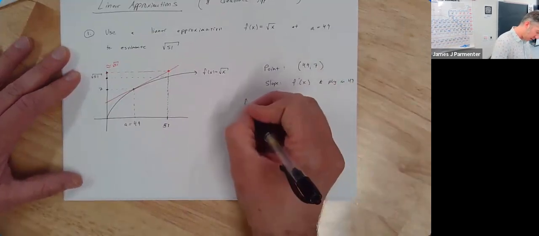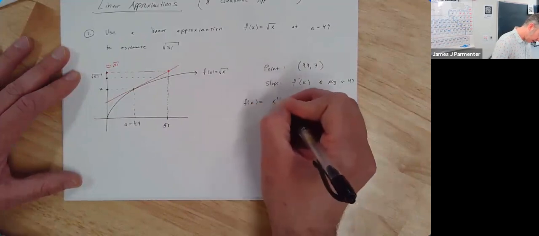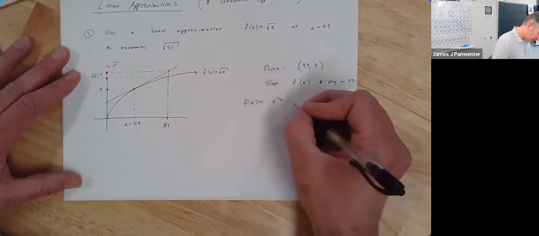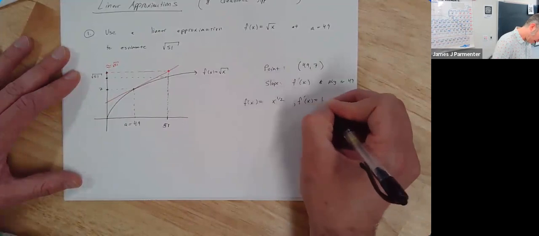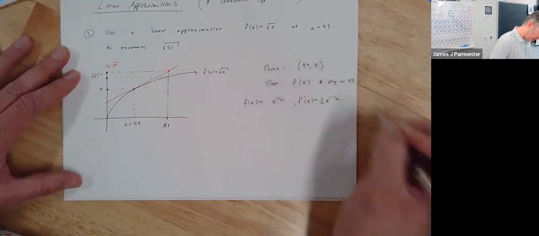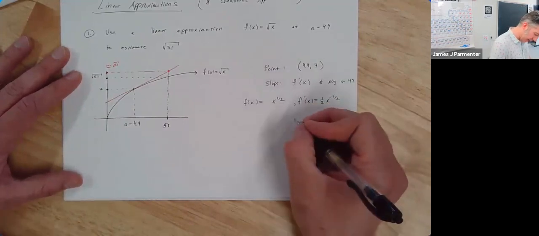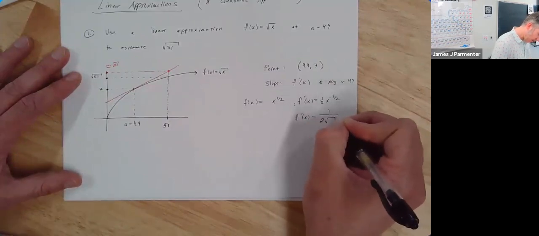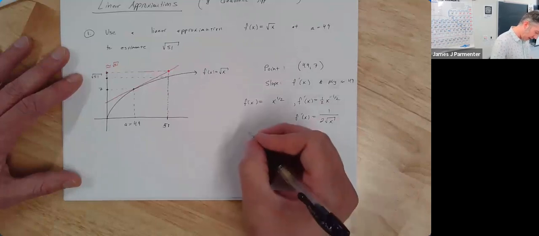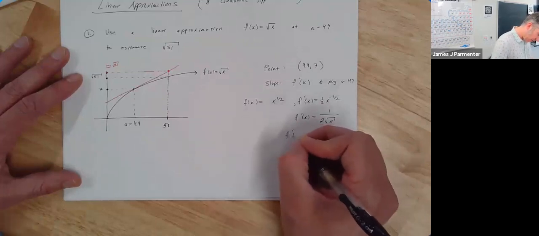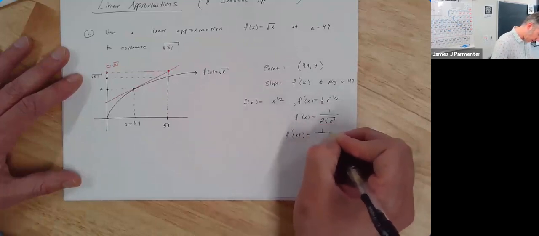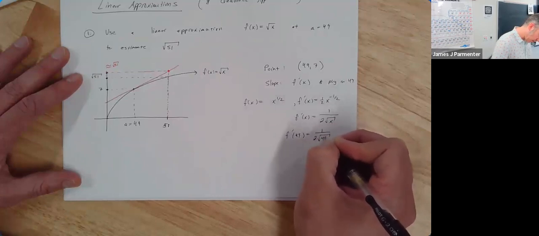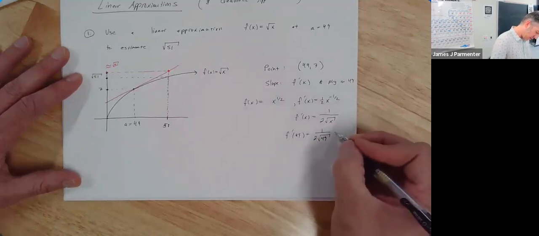Let's see, my function is x to the 1/2. My derivative is 1/2 x to the negative 1/2. I might prefer to write this as 1/2 times the square root of x. If I plug in 49, f prime of 49 is going to be 1/2 times the square root of 49, which is 1/2 times 7, which is 1/14.